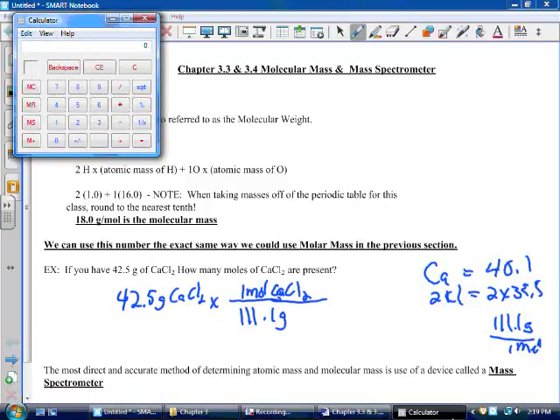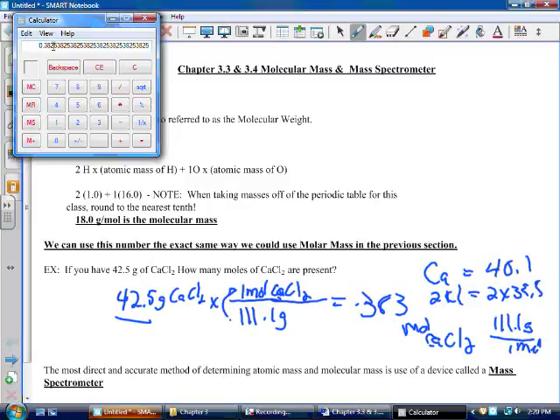Mathematically, we simply put it on our calculator now. 42.5 divided by 111.1 equals, again, a long decimal number, but I'm limited by significant figures to 3 significant figures. When I round to 3 significant figures, I take 0.3382 and round the 2 based on the 5, and this becomes 0.383 moles of CaCl2. Just like before, if I had moles of calcium chloride and wanted to go back, I would do the same process, except these 2 numbers would be reversed.